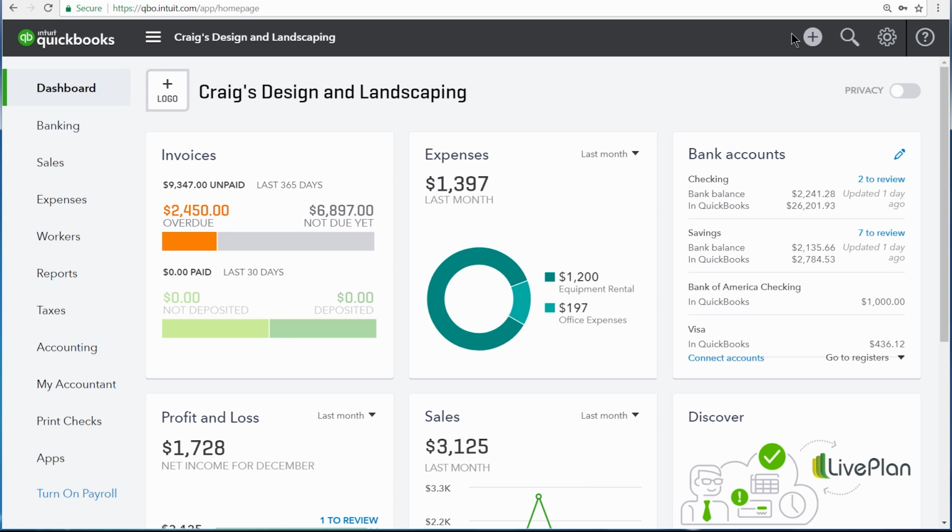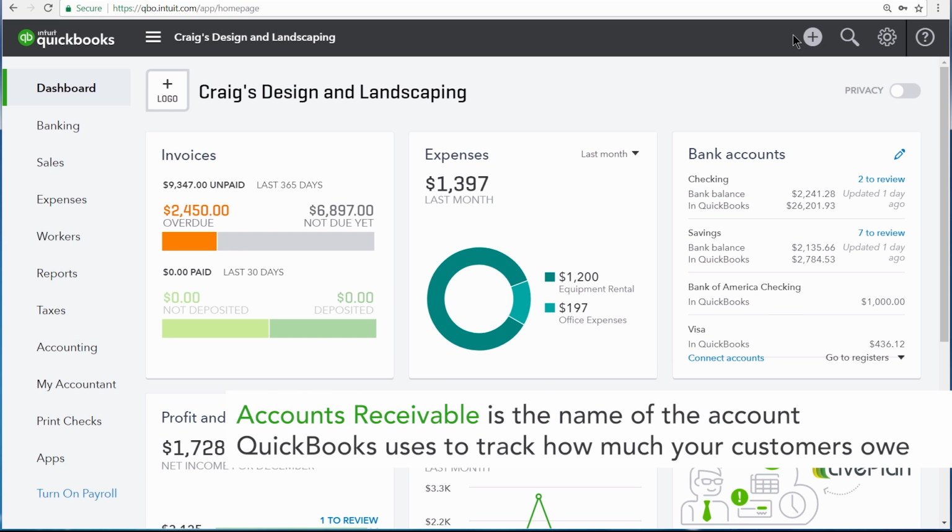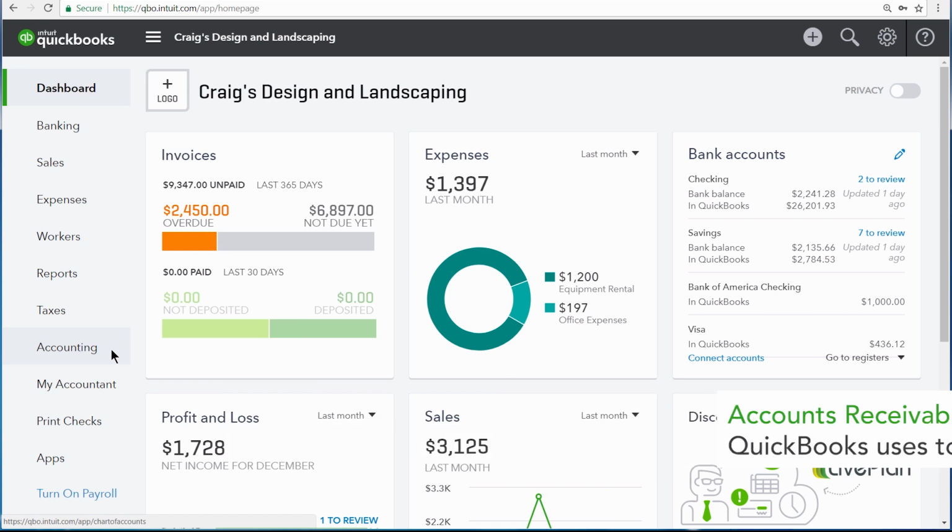QuickBooks has many methods for tracking what your customers owe you. Anytime you enter an invoice or a payment from a customer, QuickBooks alters the accounts receivable balance for that customer. You can observe the accounts receivable balance for your entire company by clicking Accounting to open the chart of accounts.